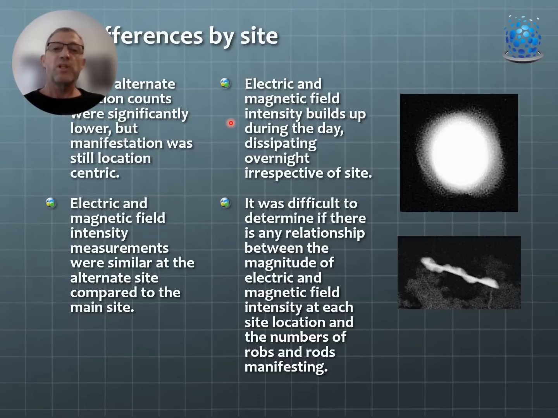Now it builds up during the day, this electric and magnetic field intensity, and dissipates overnight. Now that's irrespective of the site. Overall, it was difficult to determine if there was any relationship between the magnitude of that electric and magnetic field intensity at each site location and the numbers of orbs and rods that were manifesting.